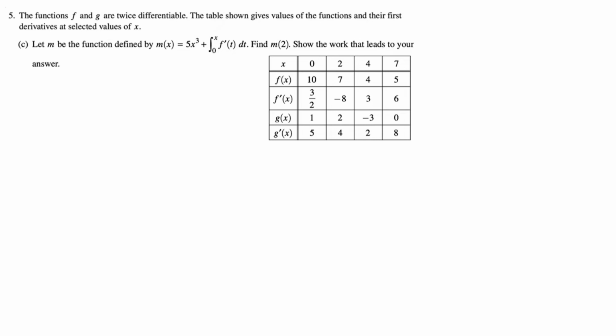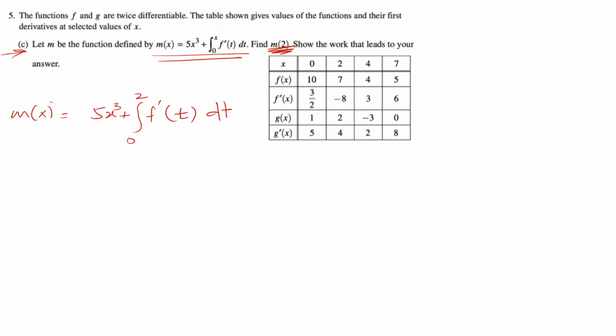Now next question. The functions f and g are twice differentiable. The table shows the functions and their first derivatives at selected values of x. Let m be the function defined by this expression. Find m of 2. Show the work that leads to your answer. So first of all, I am writing here m of x equals 5x cubed plus, now m of 2 means that the value of x is 2, so from 0 till 2, f prime of t dt.